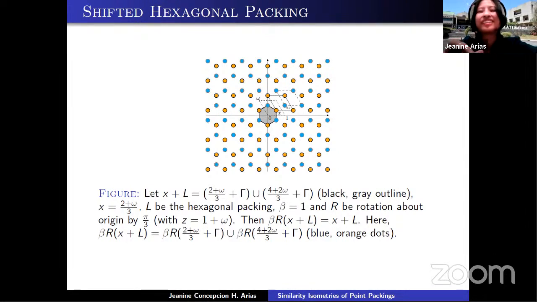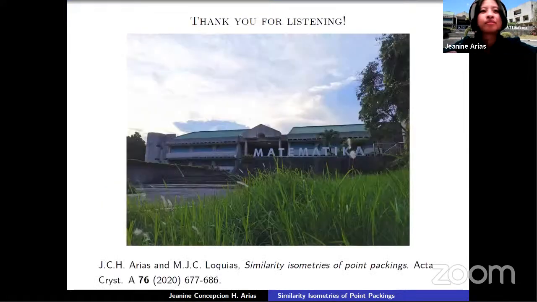Are there other questions or comments from the audience? Okay, here's something from Dr. Loquias: if the minimal generating lattice is the entire point packing, then the point packing is a lattice. Yes.